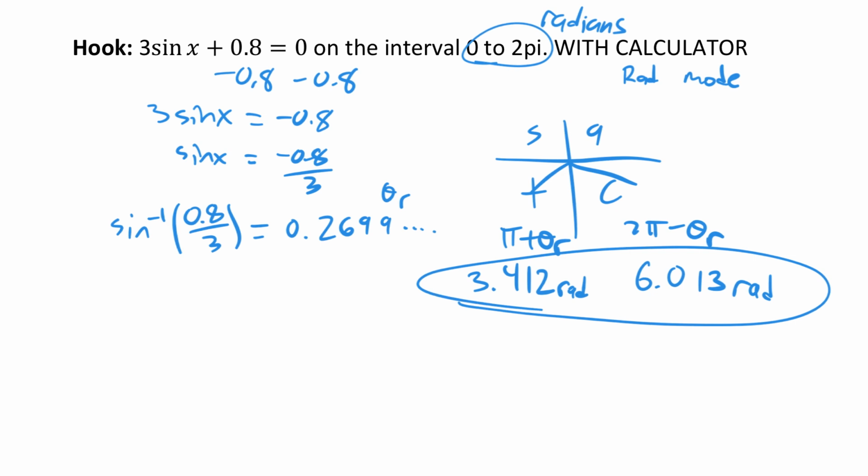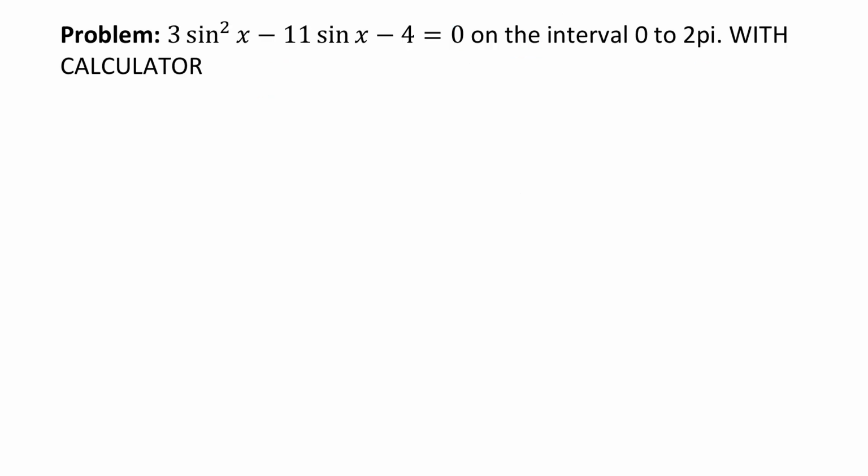And so that's the basic steps when we have our calculator and we have things that are not unit circle values, right? 0.8 over 3 or the other fraction 4 over 15. That's not a value that shows up on the unit circle, and that's why we need our calculators. All right, now let's try something a little more interesting.